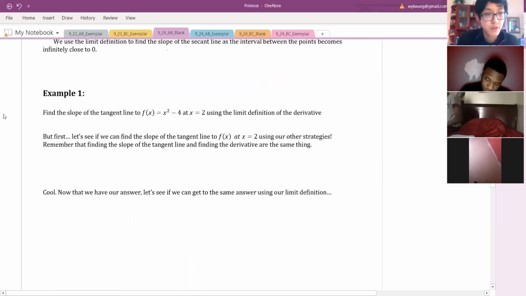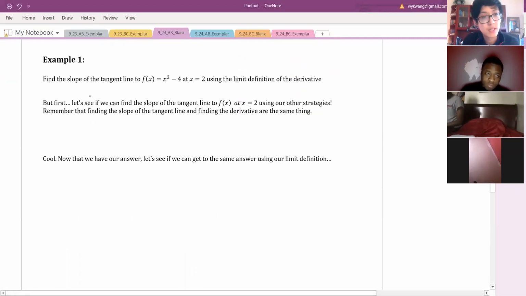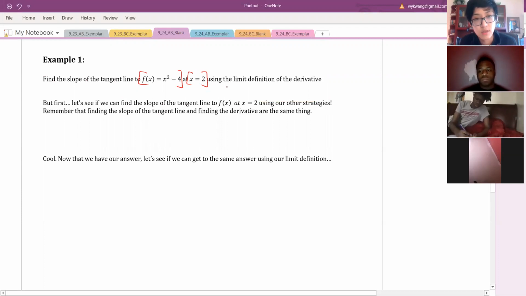So let's look at our first example. The first example says, find the slope of the tangent line to f of x, where the function is f of x equals x squared minus 4, at x equals 2 using the limit definition of the derivative. Cool. I'd like for everyone to copy down this problem first. You don't have to write down all the words, just get the general idea down. So, slope of the tangent line for this function at x equals 2. And then just write limit definition.